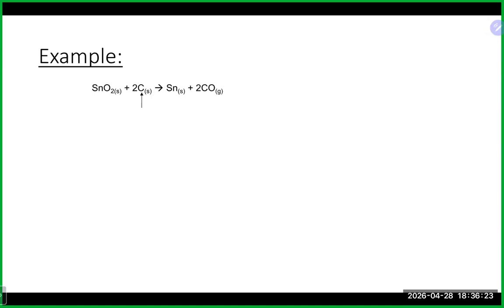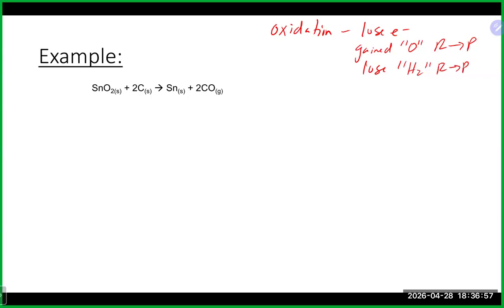Now, in this particular case, there are a couple of other definitions of oxidation and reduction, which we don't necessarily use all that much in this class, but if you're continuing on to organic, you will perhaps use those definitions. So oxidation, typically you look at losing electrons, but it can also mean that you have gained oxygen from reactants to products, or you have lost hydrogen from reactants to products.